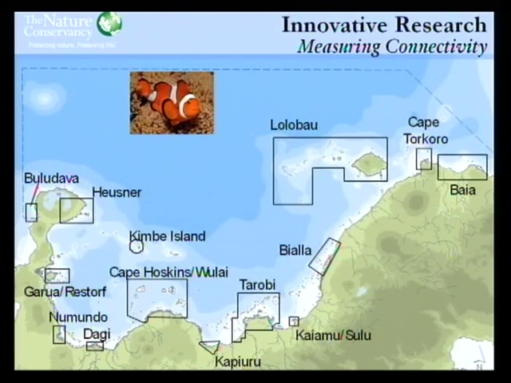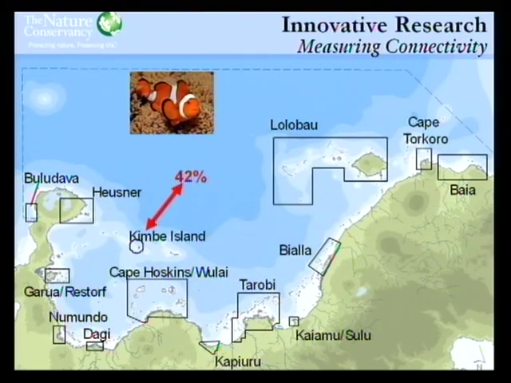And then they sampled all the babies from Kimbe Island and these other 3 MPAs around to see how many of the babies came from Kimbe Island. And what they found was really remarkable. It's so exciting. They found, maybe just to me, but it was very exciting.